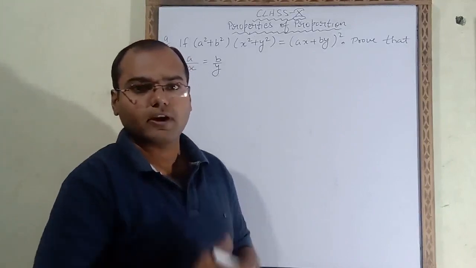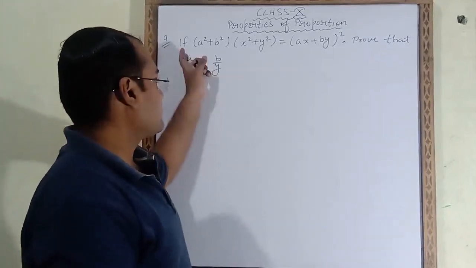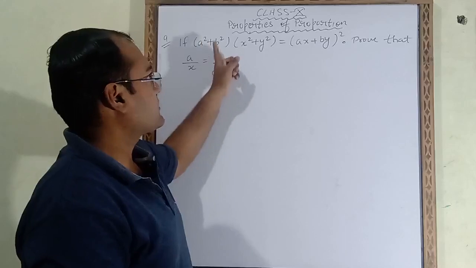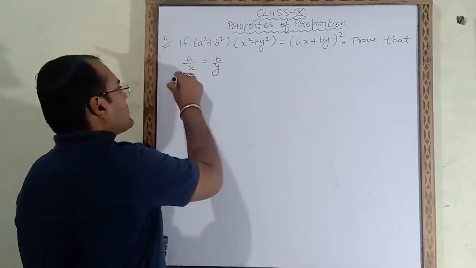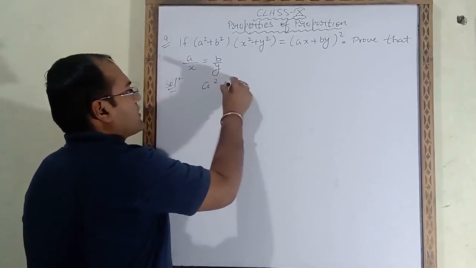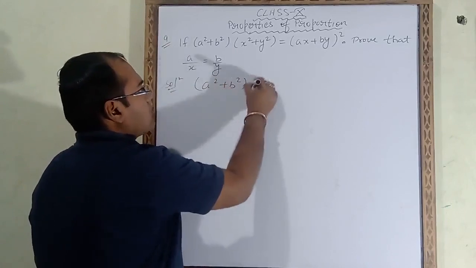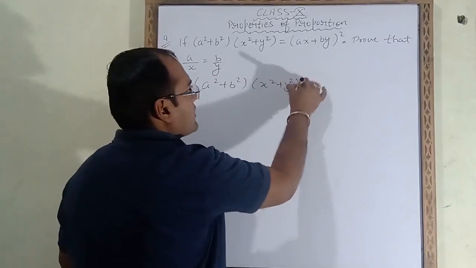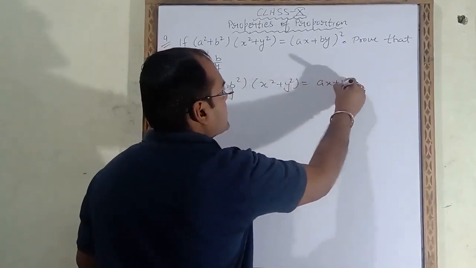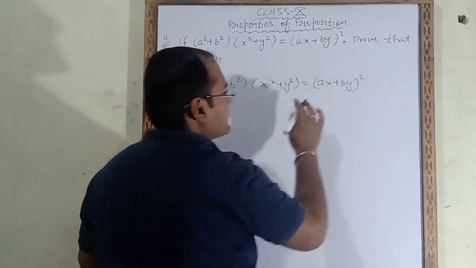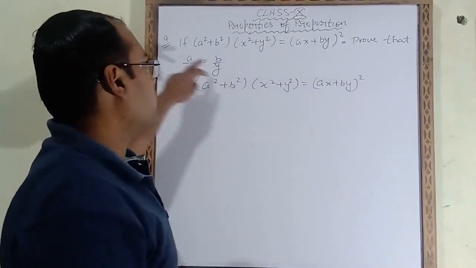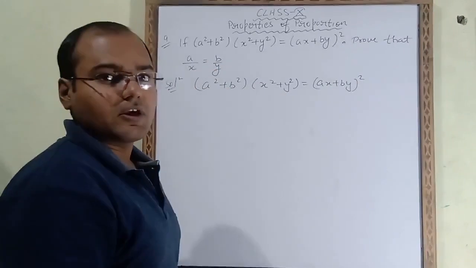Now see question number 9. In the question it is given (a square plus b square) into (x square plus y square) is equal to (ax plus by) whole square. We have to prove a upon x is equal to b upon y.